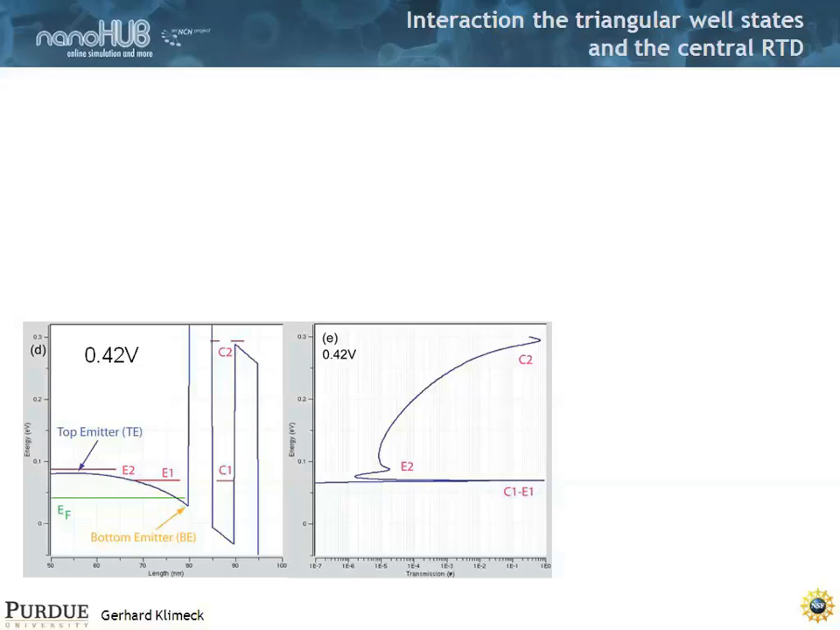You see a little bump in the transmission due to the resonance state E2, but it's down by 5 orders of magnitude on this log scale. So it's pretty small. And then you see a pretty broad resonance C2 that sits way up in the RTD.